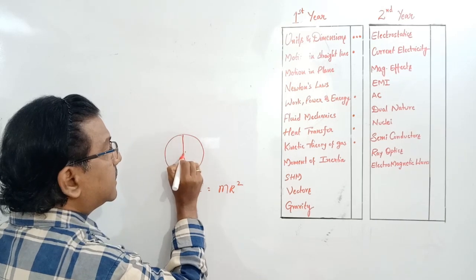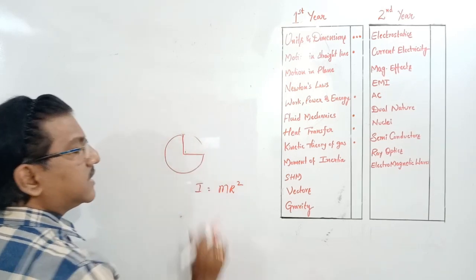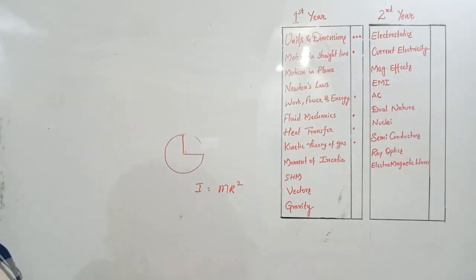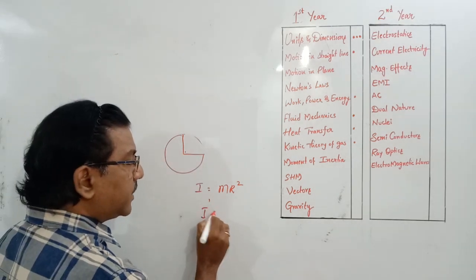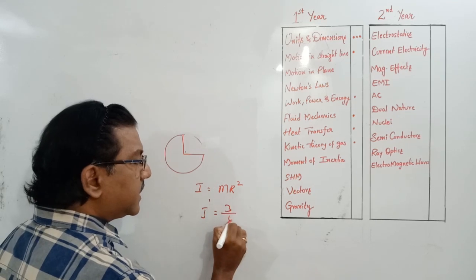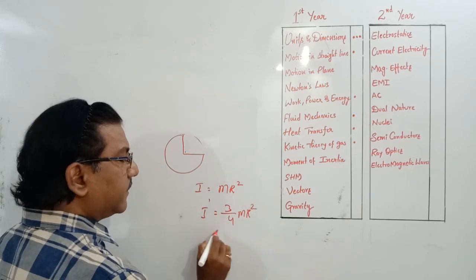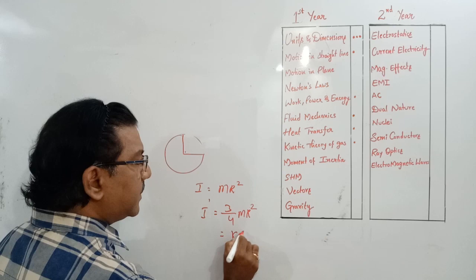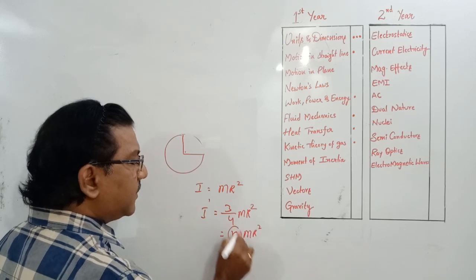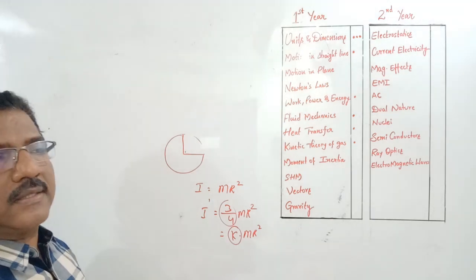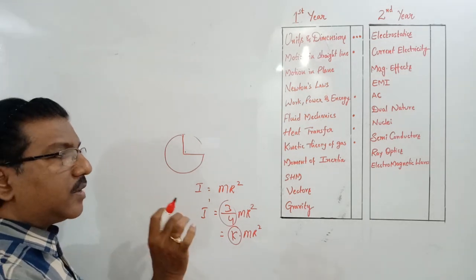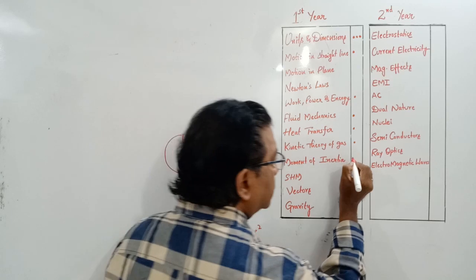And out of that, this much of mass is supposed to be taken. 1/4 mass is taken out. What about the remaining one? 3/4 mr square. And he has given I dash is equal to k mr square. What is the value of k? 3 by 4. No application. Direct formula based question.